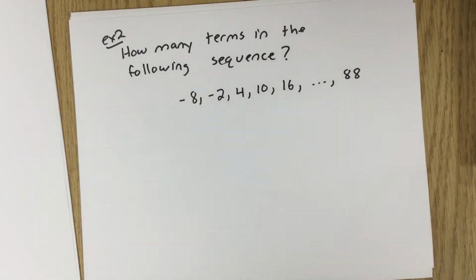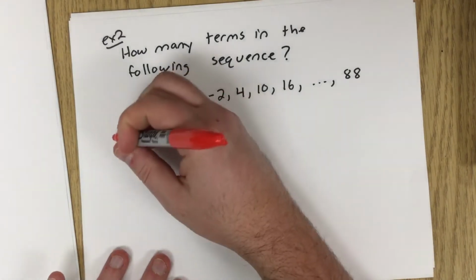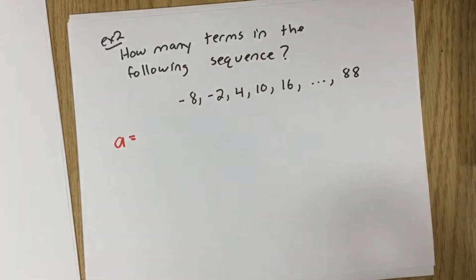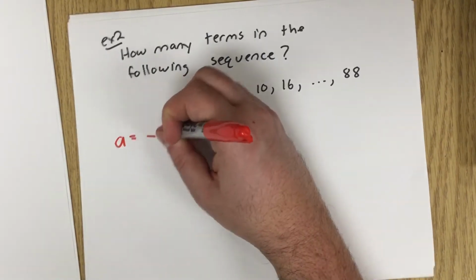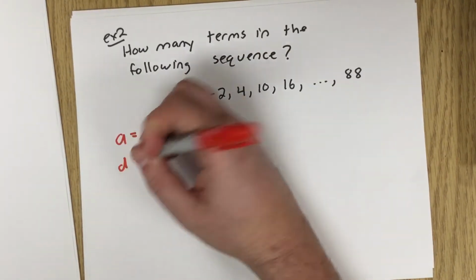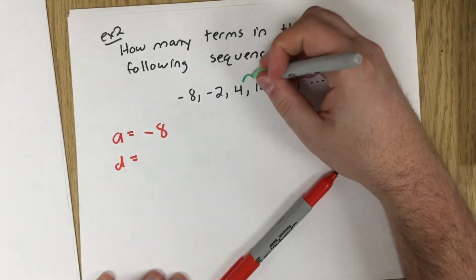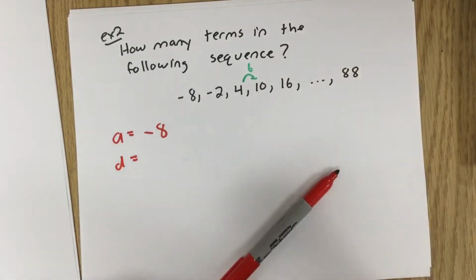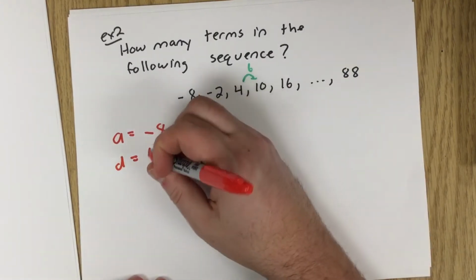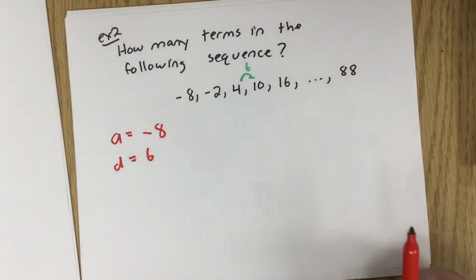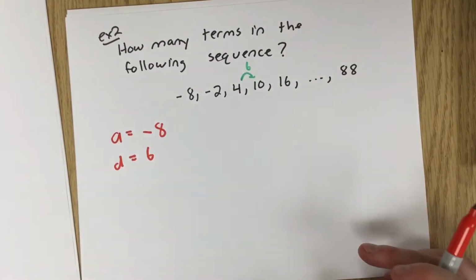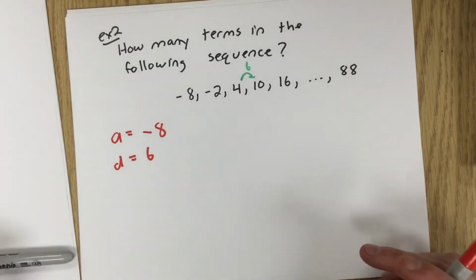So once again, we're going to figure out, what do we know? We know that A is negative 8. The D in this case, we seem to be going up by 6 for all of these. So the D is 6. Remember, if you forget, you could just do something minus something: 4 minus negative 2, 10 minus 4. Either way, that gives you 6.